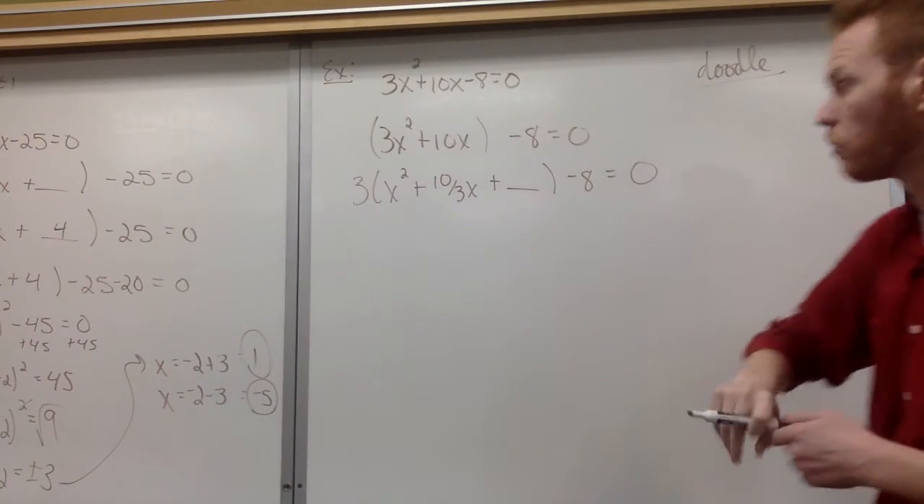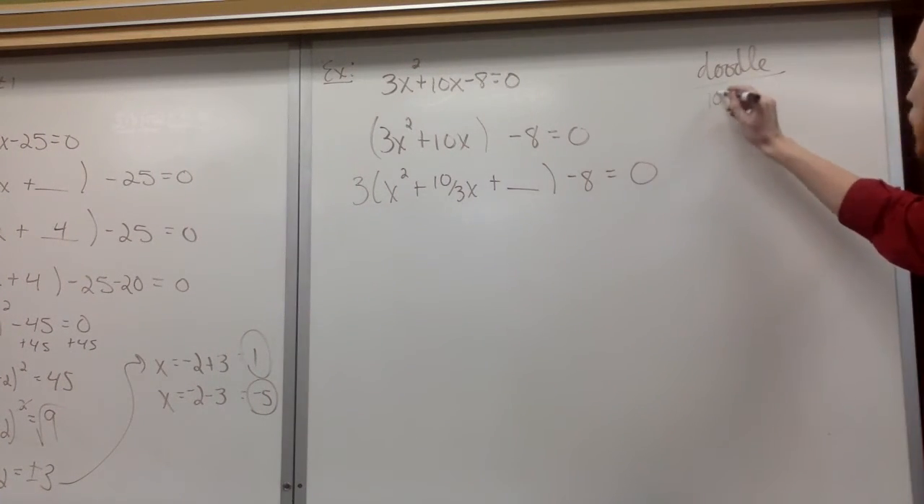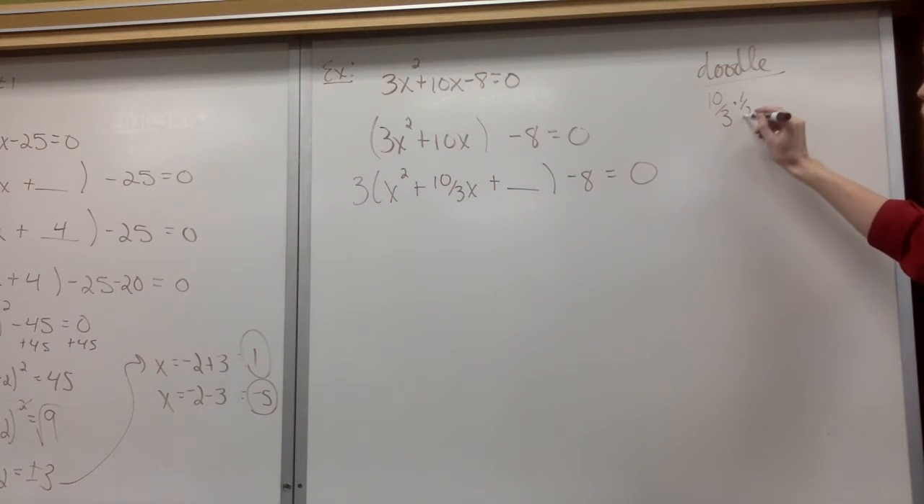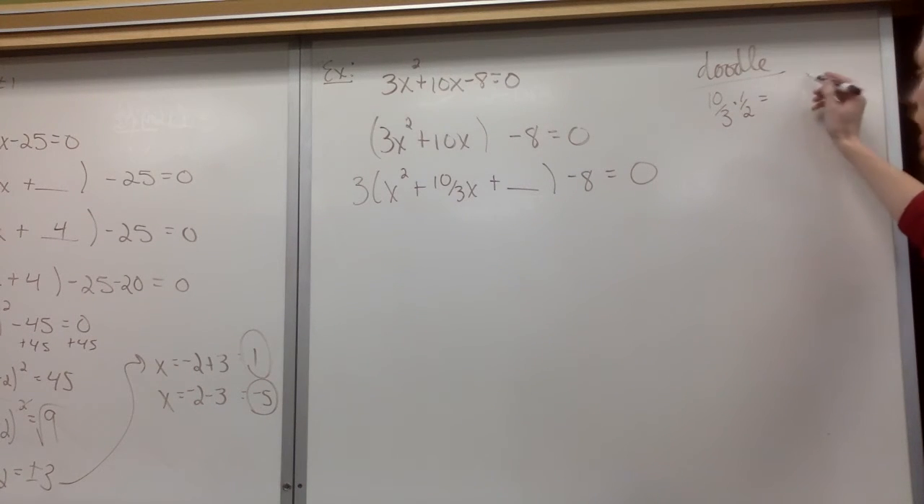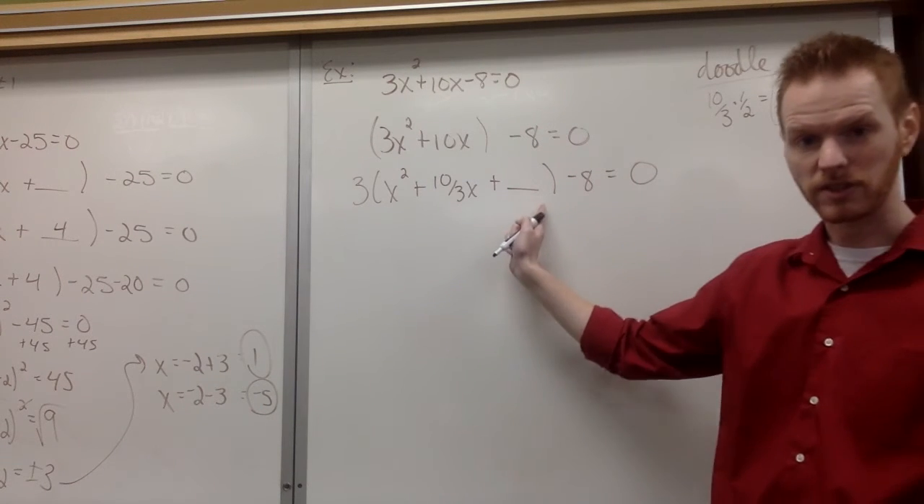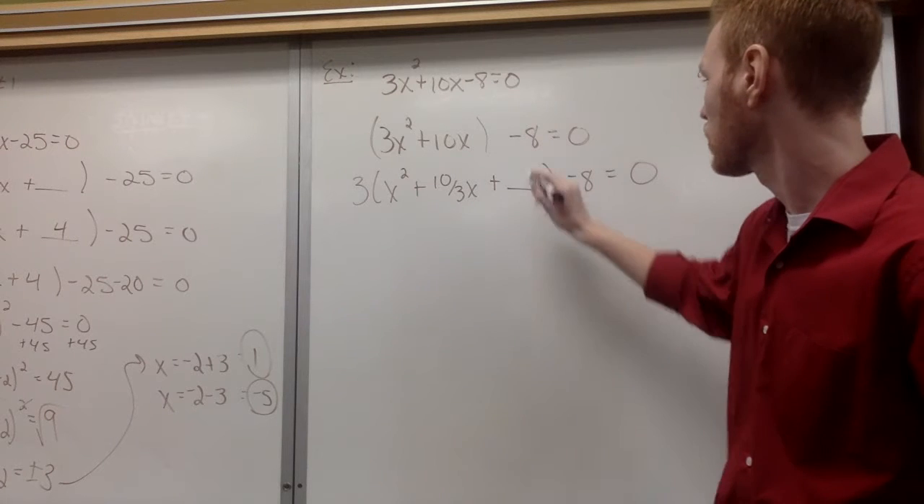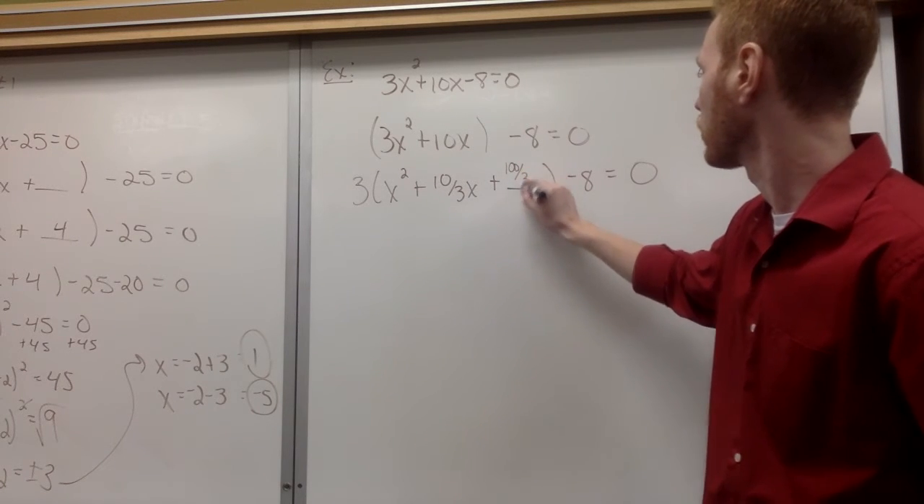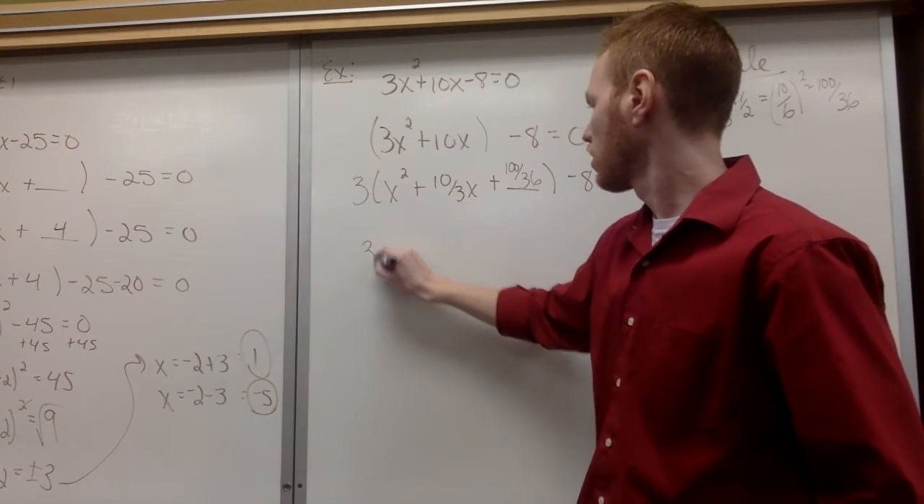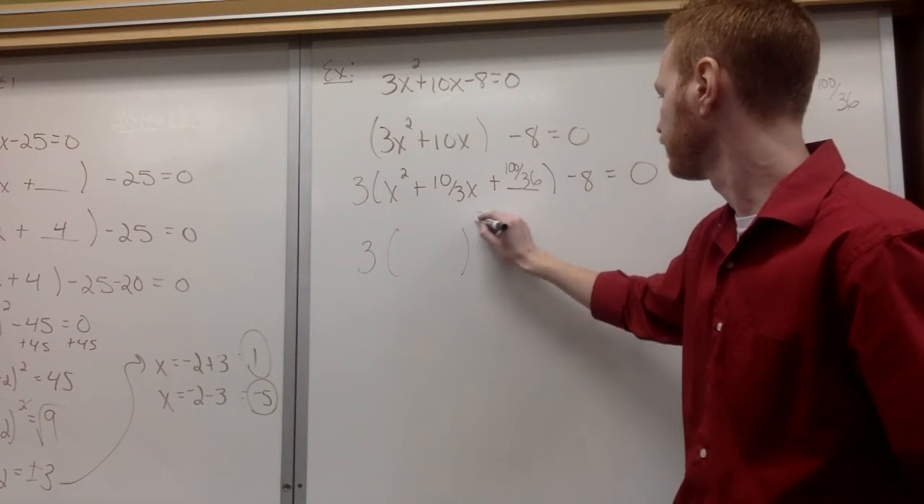So in other words, what's half of 10/3? If I take half of it, which is like multiplying by half, I get 10/6. Now I'm going to square that, and I get 100/36. That's what this is going to be now. So it's going to be 100/36.